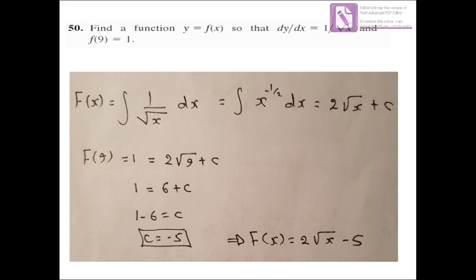Let us see this example. So we have f of x is equal to the integral of 1 over root of x d of x, where 1 over root x is x power minus half.